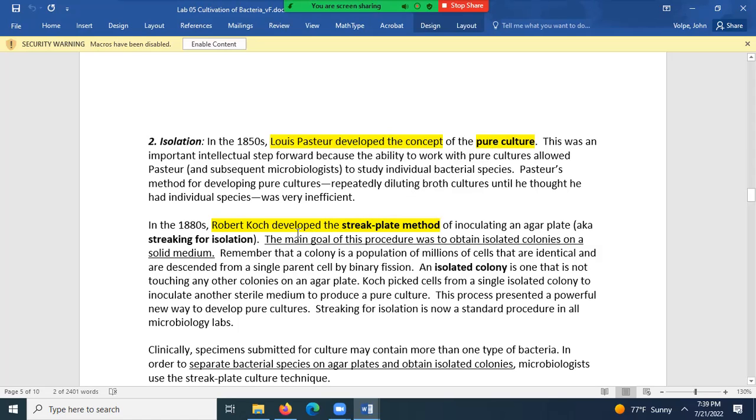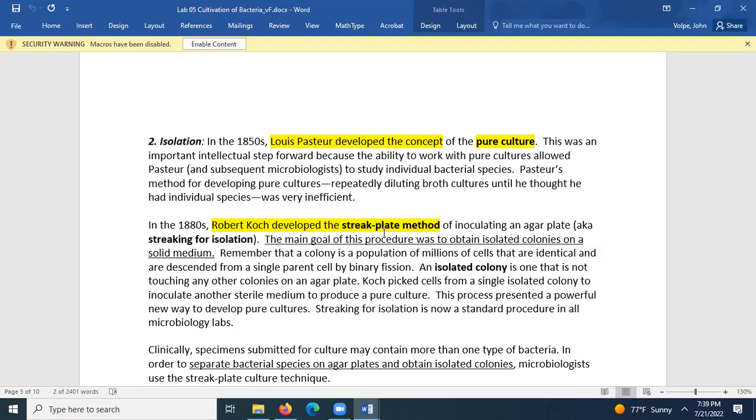Robert Koch developed an easy and efficient way for getting a pure culture. And what he did was he simply got a plate, a solid agar plate or solid plate, and then streaked the bacteria over the plate. And he streaked the bacteria to get isolated colonies.